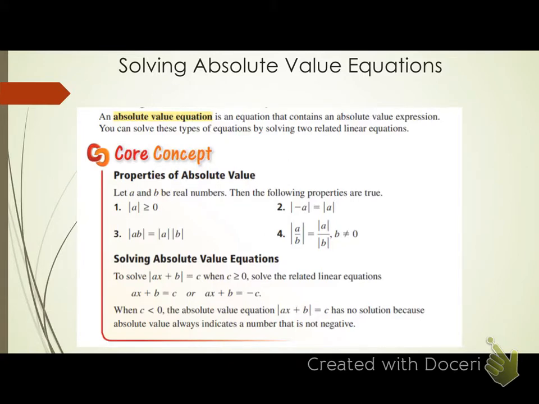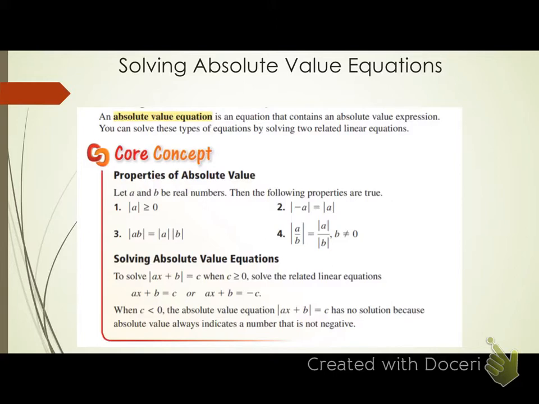So, it's pretty straightforward. An absolute value equation is an equation that contains an absolute value expression. Pretty straightforward, right? You can solve these types of equations by solving two related linear equations. One accounting for the positive value, one accounting for the negative value. So let's look at these four properties of absolute values. It says let A and B be real numbers, then the following properties are true.